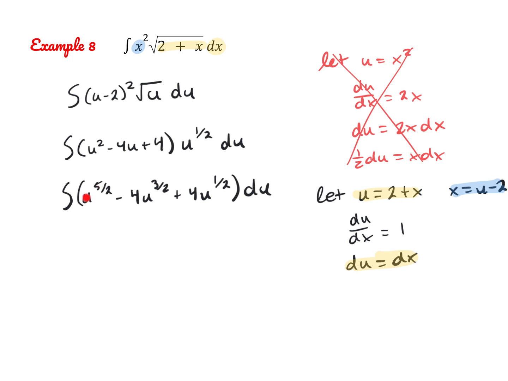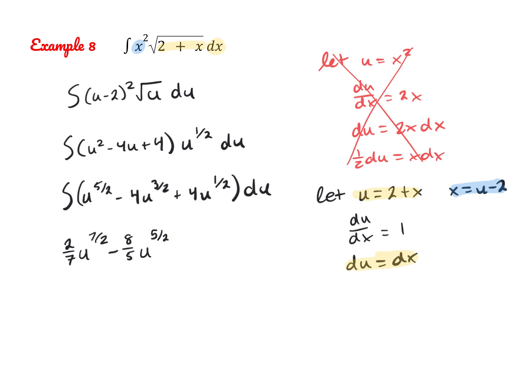Okay, so for this first term, it will be u to the 7/2, and we want the coefficient to be 1, so the coefficient here should be the reciprocal, 2/7. For our next term, the power will be u to the 5/2, and if we want the coefficient to end up being -4, well, this should be -8/5. So the 5 in the denominator cancels this out, and negative 8 divided by 2 is negative 4.